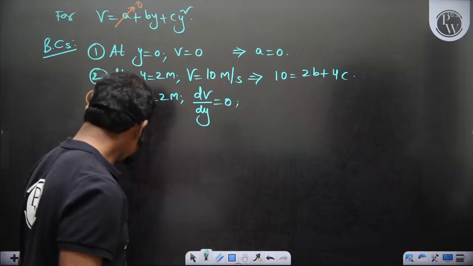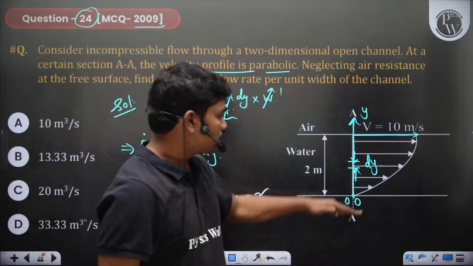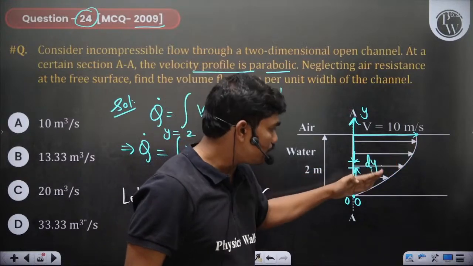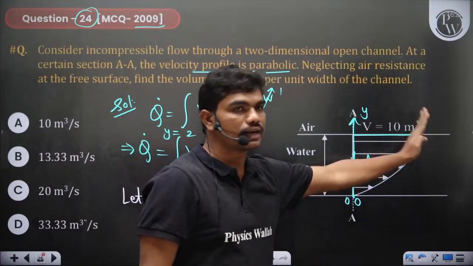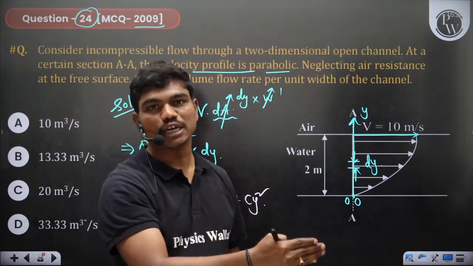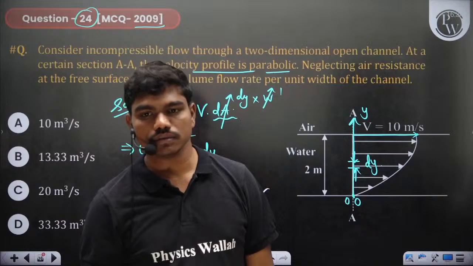Why? Because you see here the velocity profile comes from 0 to some starting value, and this keeps going. If you keep drawing a tangent, the tangent becomes parallel to y-axis. So at y equal to 2, the tangent to the velocity profile comes exactly parallel to the y-axis. So then you don't have any slope.